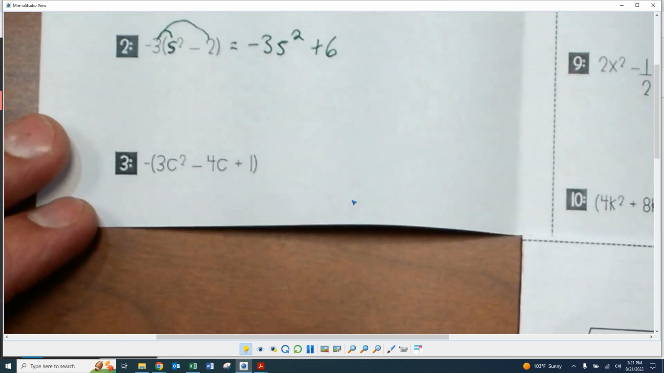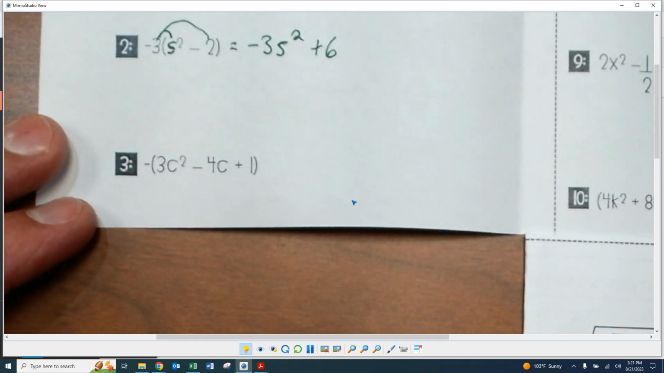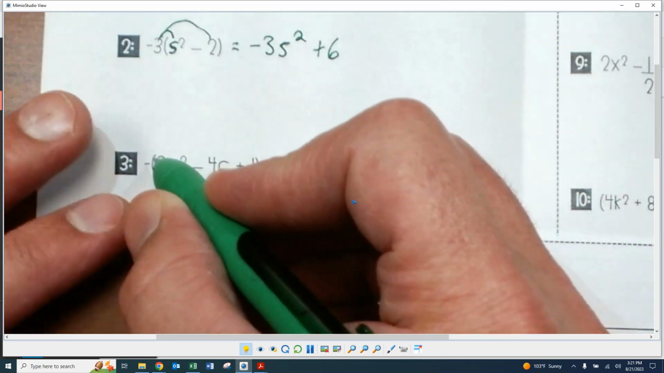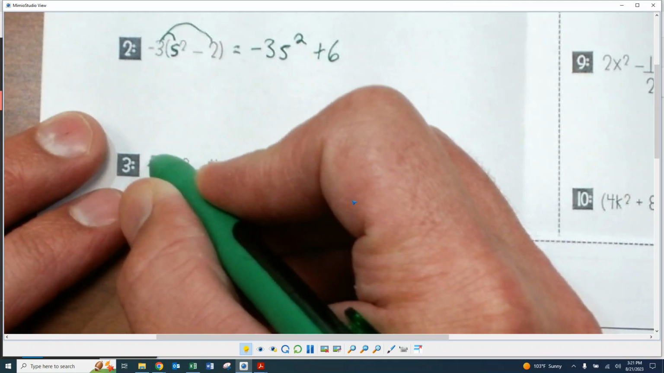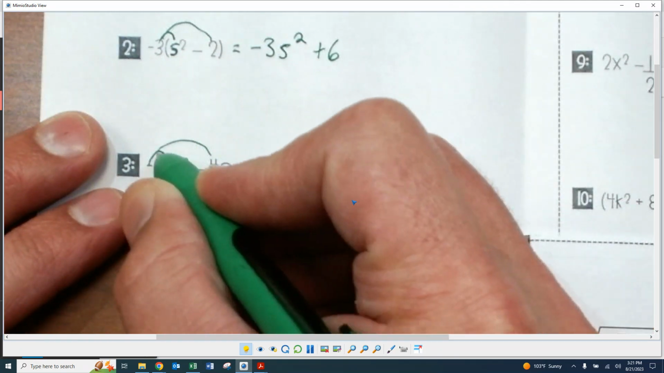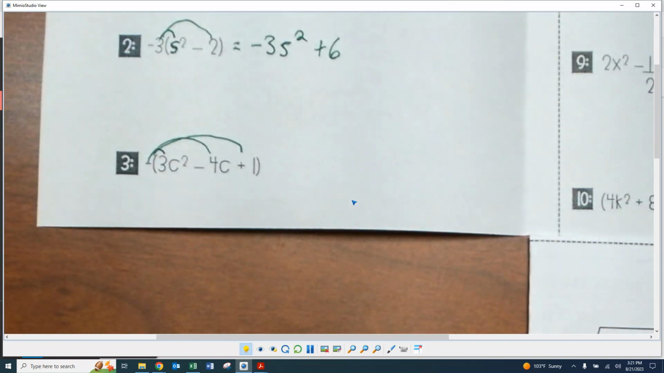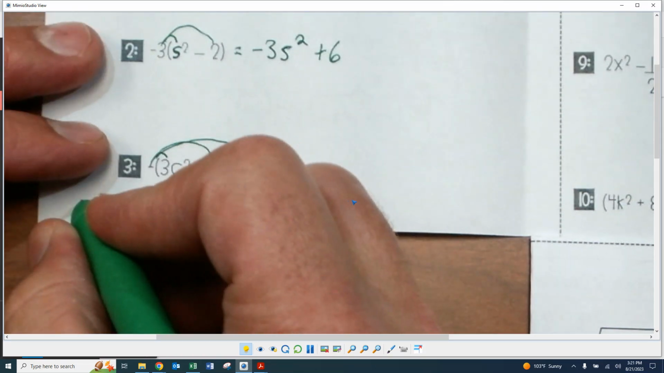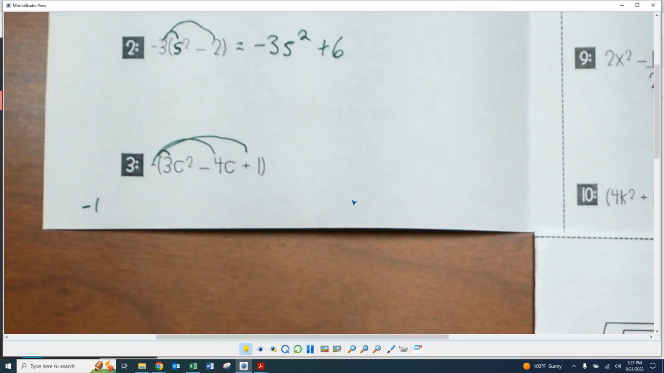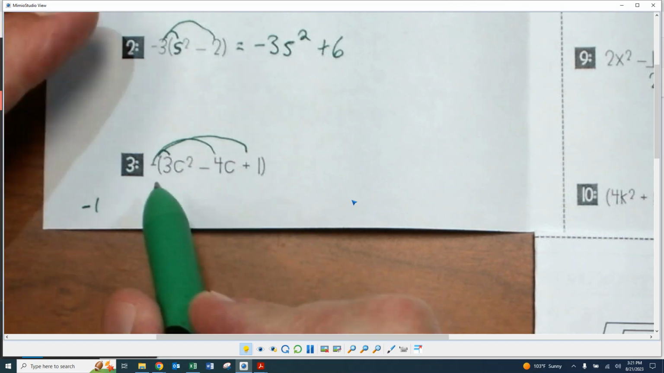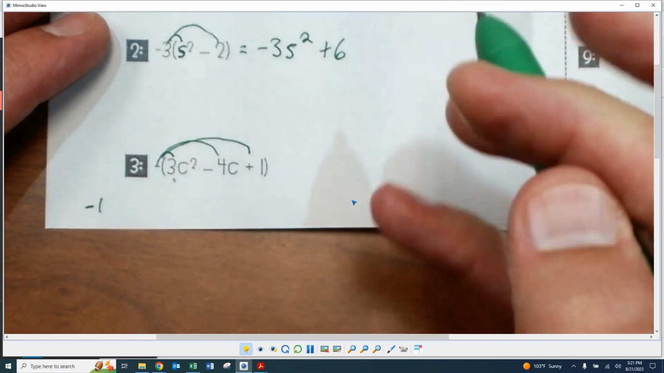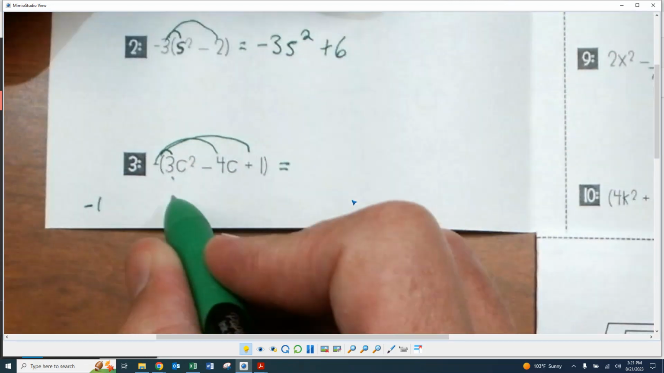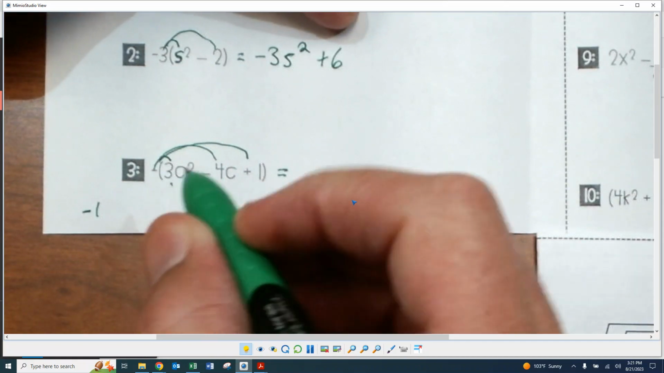In problem number 3, we notice that we have 3 terms, but with these 3 terms, the only thing that's out front is a negative symbol. So we distribute that negative to each one. That's like multiplying by negative 1. So the values, the actual numbers won't change. What does change is if they're positive or negative. A negative times a positive is going to be a negative. So negative 3c squared.